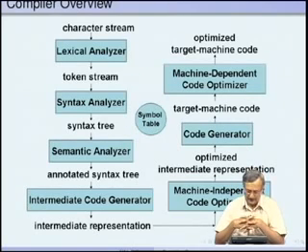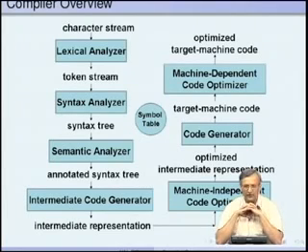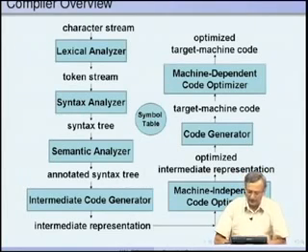And then the optimized intermediate representation is fed to the code generator. The code generator actually is specific to every machine, and then it converts the intermediate representation into machine code, and finally, there is some more improvement possible on the machine code itself, that is done by the machine dependent code optimizer.